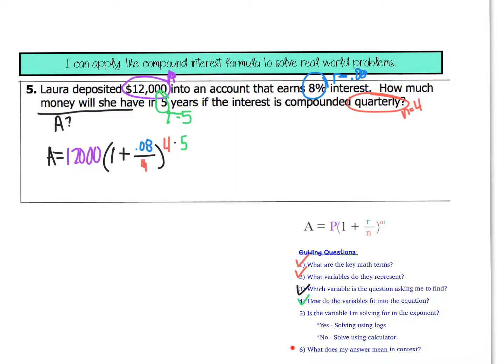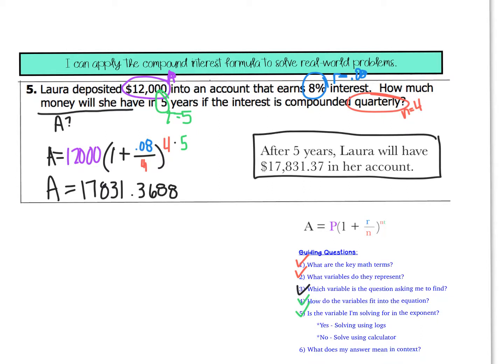And then what does my answer mean in context? So in this case, the variable I'm solving for is not in the exponent. I know n and I know t. So I can just type that into my calculator. So when I type that in, I get 17,831.3688 rounded. So then my last question is, what does my answer mean in context? So that's where I'm going to write that final sentence. So after 5 years, Laura will have $17,831.37 in her account.